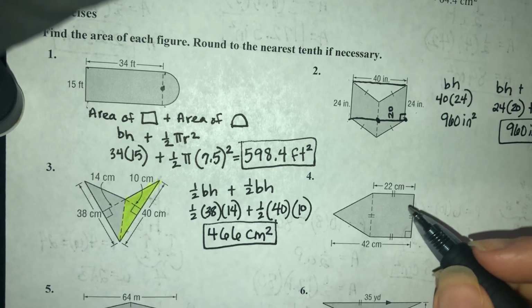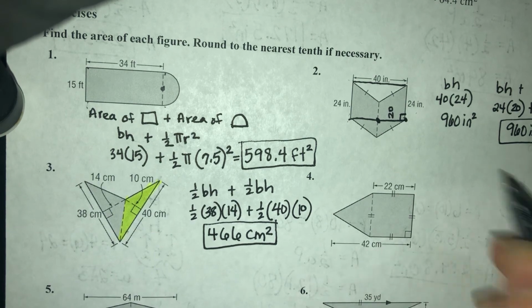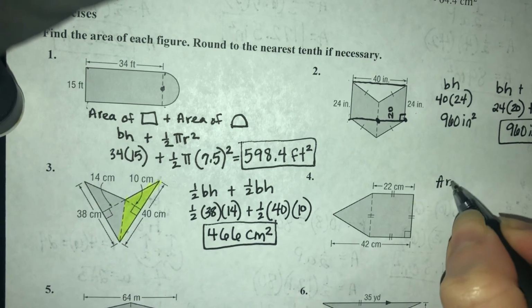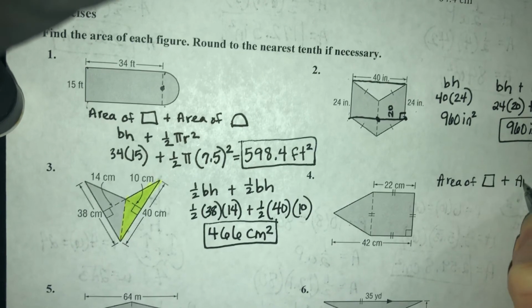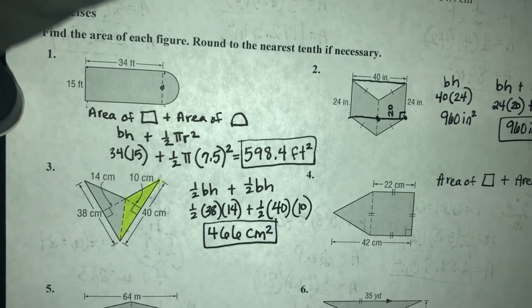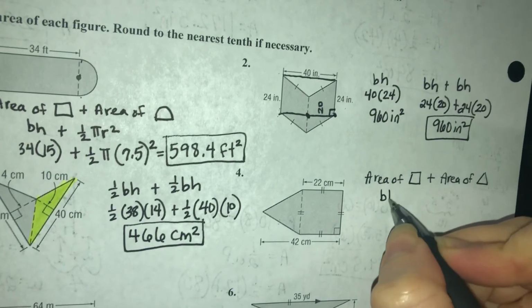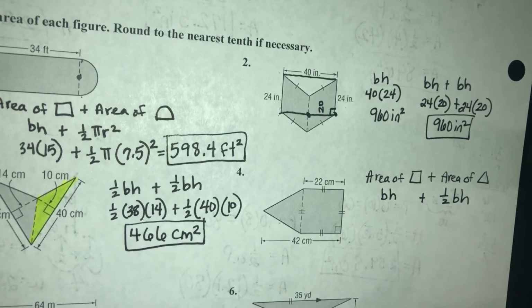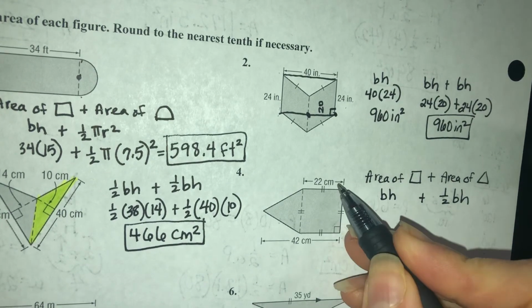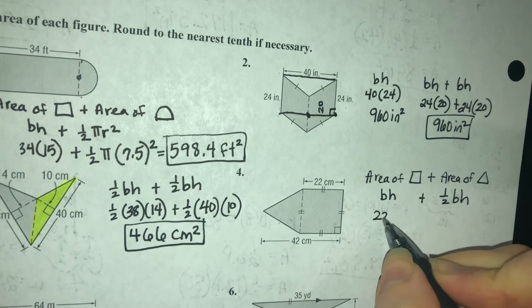First, identify the shapes. We have a square and we have a triangle. So we're going to do our area of the square plus the area of the triangle. Now, the area of a square, that's base times height. The area of the triangle is 1/2 base times height. So the base and the height of the square are 22 and 22. All these sides are the same. So it's 22 times 22.